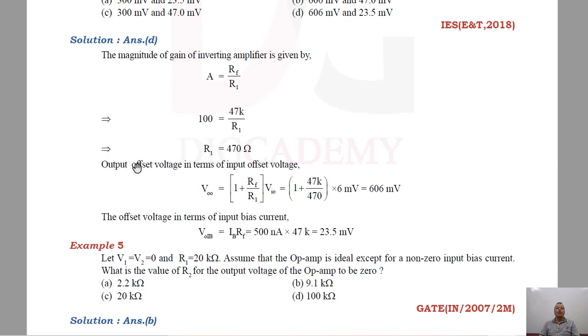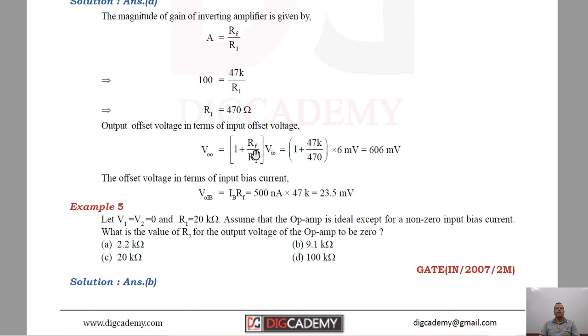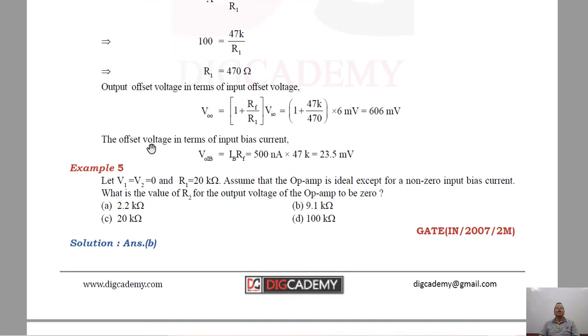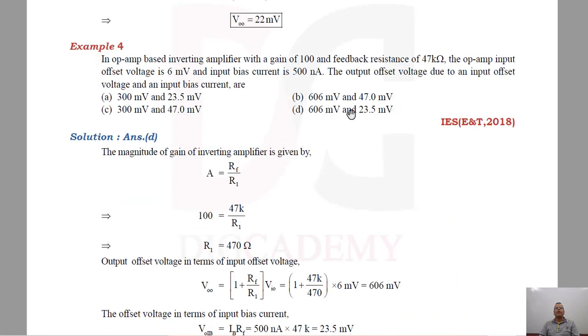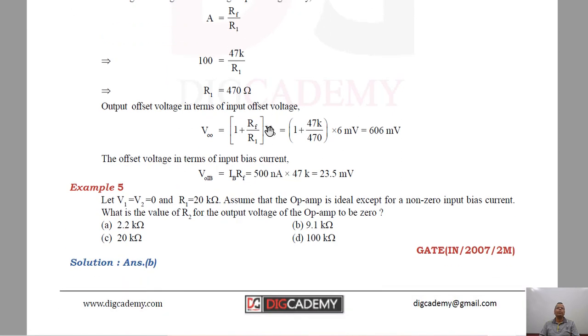Output offset voltage in terms of input offset voltage, we know the expressions. You know R1, you know RF, you know VIO, so I can find output offset voltage because of input offset voltage. Now output offset voltage in terms of input bias current, you are given RF, you are given IB, so I can find this. So from there I can find the output offset voltage because of input offset voltage and because of input bias current. So that was so simple.